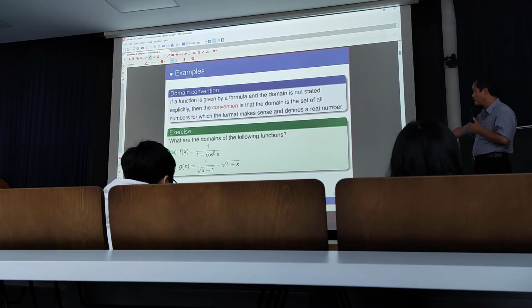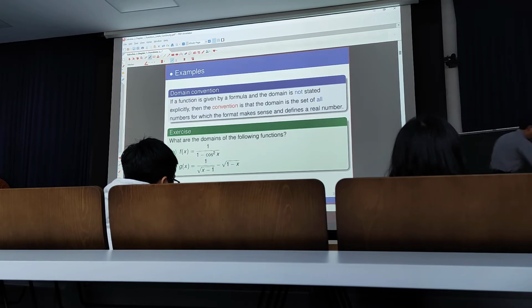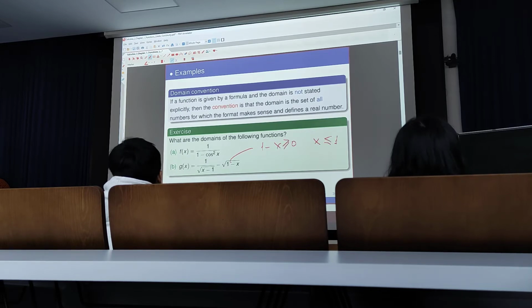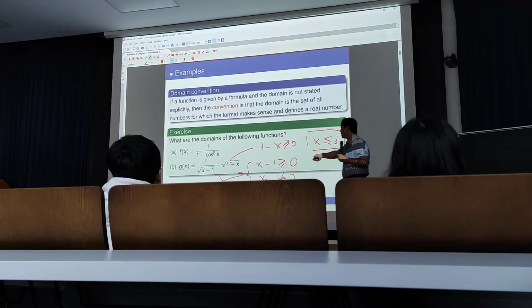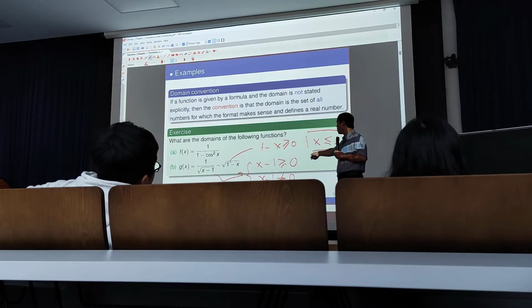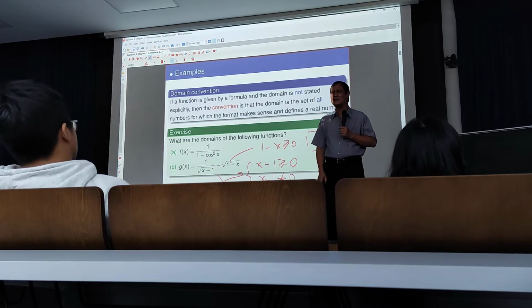The domain is the empty set. Why? Because for the first one, you need 1 minus x bigger than or equal to 0, or x less than or equal to 1. For this one, you need twice x minus 1 bigger than or equal to 0 and x minus 1 different from 0, because this is in P1, 1 over square root of x minus 1. Square root of x minus 1 is the whole part of the fraction.